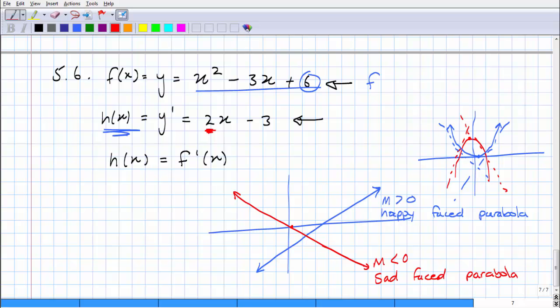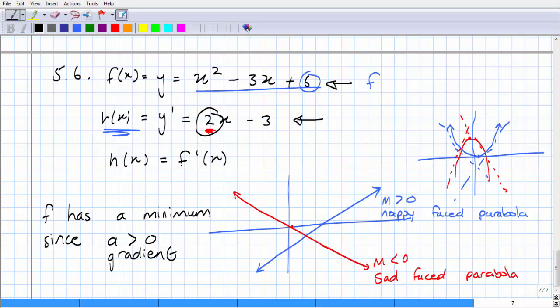One of the answers that they give here is they simply say f has a minimum since a, which is this guy here, is greater than 0. You can use a, or m. I would literally write out the gradient: gradient of h of x is greater than 0.